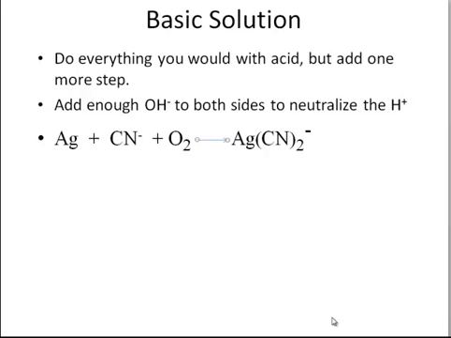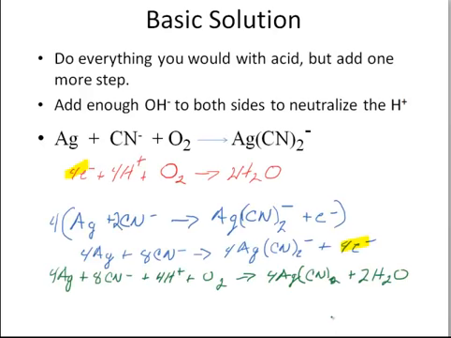All right, in a basic solution, the steps are exactly the same as before, except when it's all done at the very end, we're going to add some OH to the H's, and we're going to do that to make it a basic solution. So what I'd like you to do is go ahead and pause the video, work it all out exactly the way you've done before, and then I'll show you what to do after that step. Okay, in green there is what I've got at this point, and now we're going to do that last step.